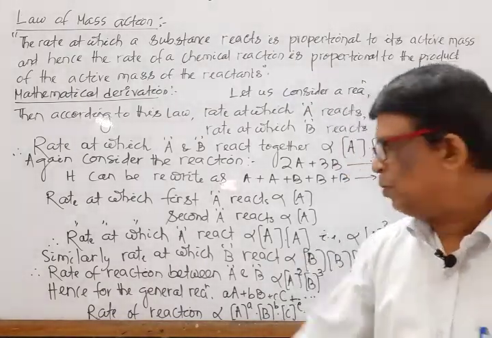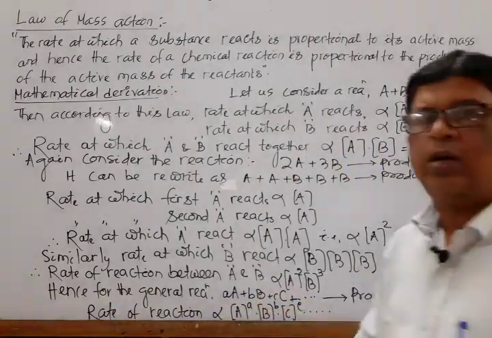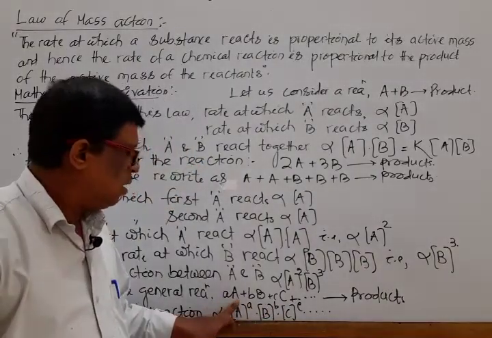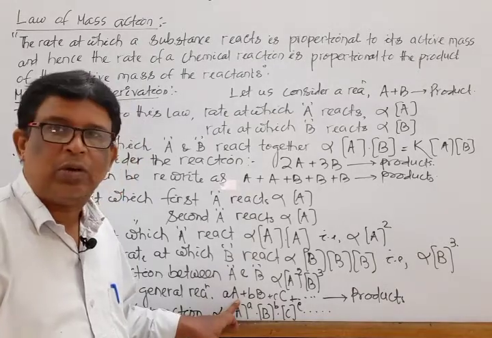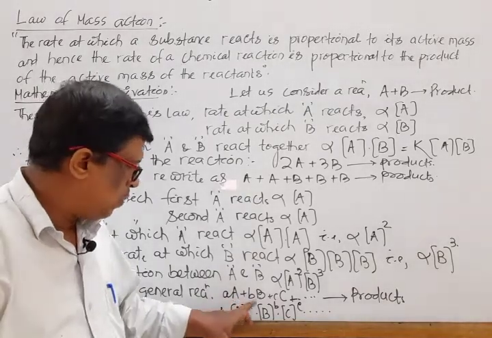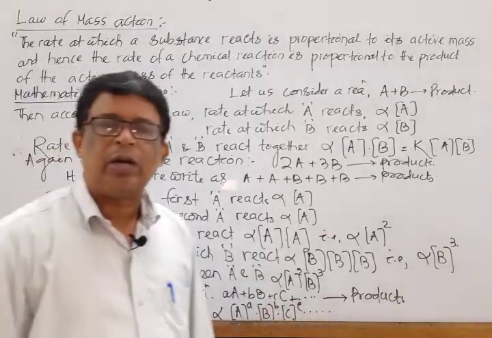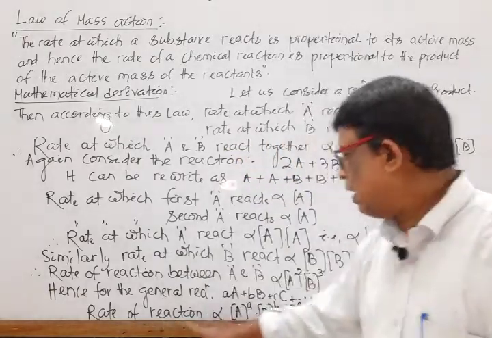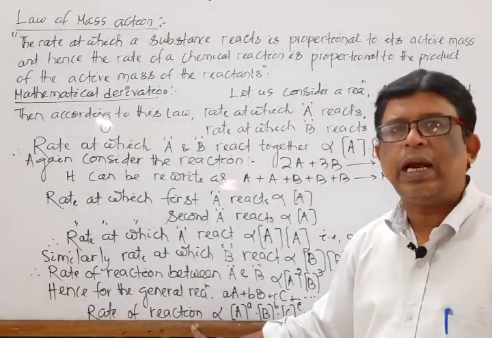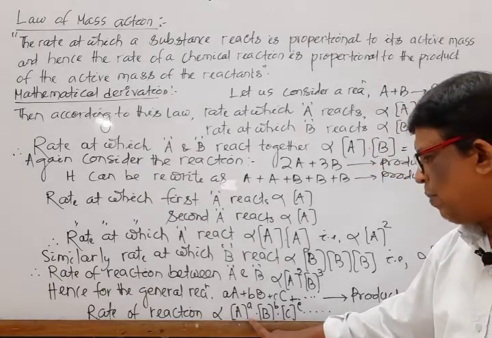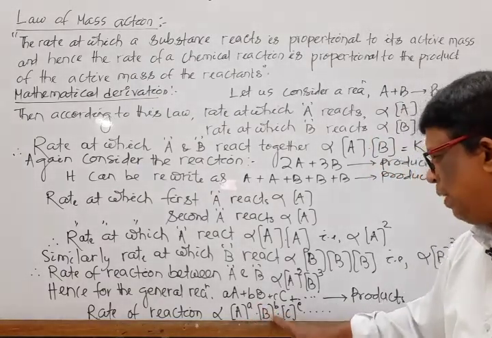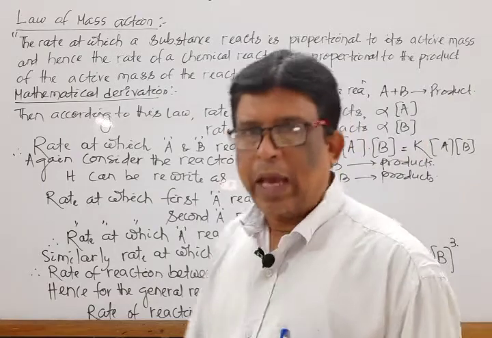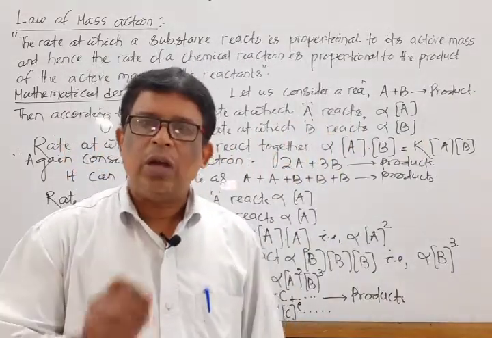Let us consider another hypothetical reaction. Hence, for a general reaction, aA plus bB plus cC plus dD gives rise to product, where the small letters are the coefficients and the capital letters are the reactants. Then, according to the law of mass action, the rate of reaction is directly proportional to the molar concentration of A to the power a, B to the power b, into C to the power c, into and so on.